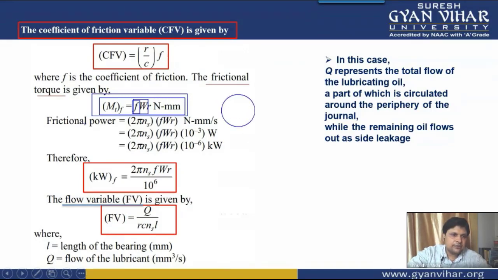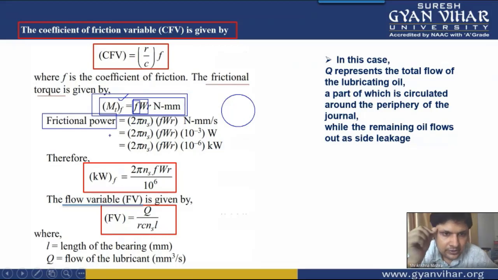Then what will be the frictional power that is generated? The power dissipated due to friction is your frictional power. If there is friction created between the journal and the bearing, then there will be power loss. And how will we calculate power loss? This is the torque, and we all know that 2 pi n into torque will give you the frictional power.